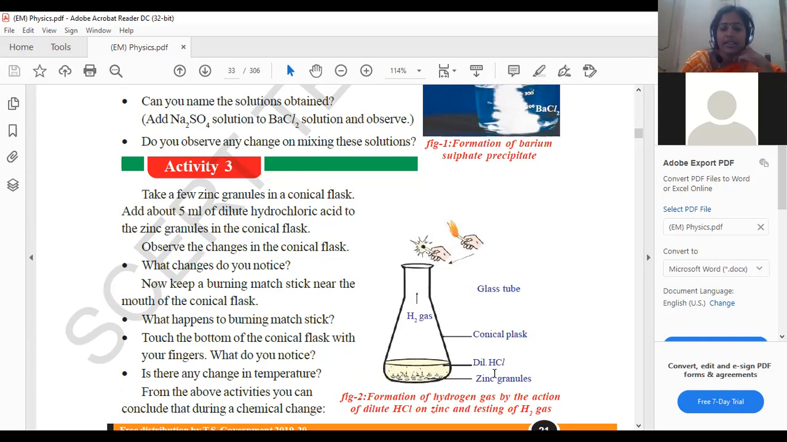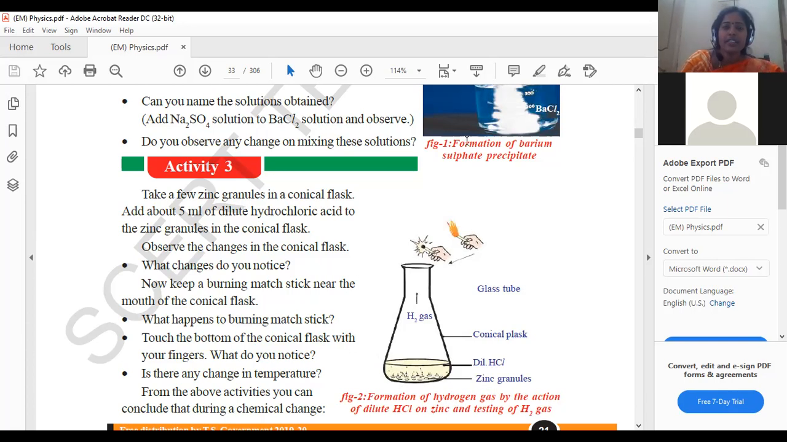When dilute hydrochloric acid is added to zinc, there is the possibility to liberate hydrogen gas. Hydrogen will be evolved during the reaction. When hydrogen gas is evolved, you can test this liberation of hydrogen by keeping a burning matchstick on the mouth of the conical flask. Whenever this burning matchstick is placed on the top, what happens? The burning will become bright because hydrogen will facilitate that burning tendency. So based on this, we can observe that whenever any metal is added with acid, the formation of hydrogen gas is possible. Then how can we represent this activity in the form of an equation?